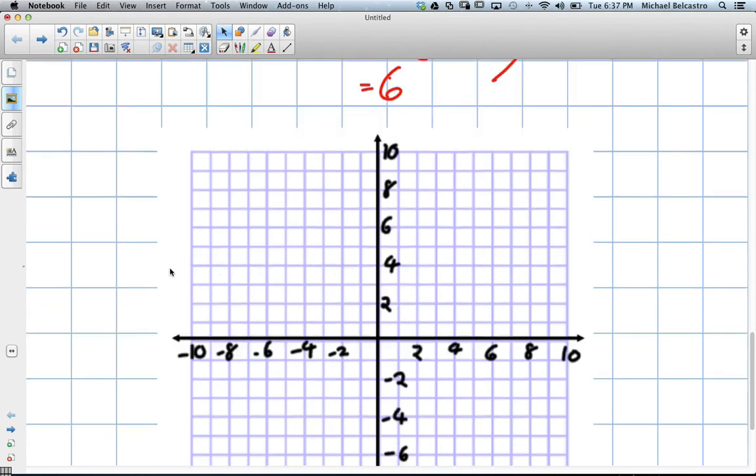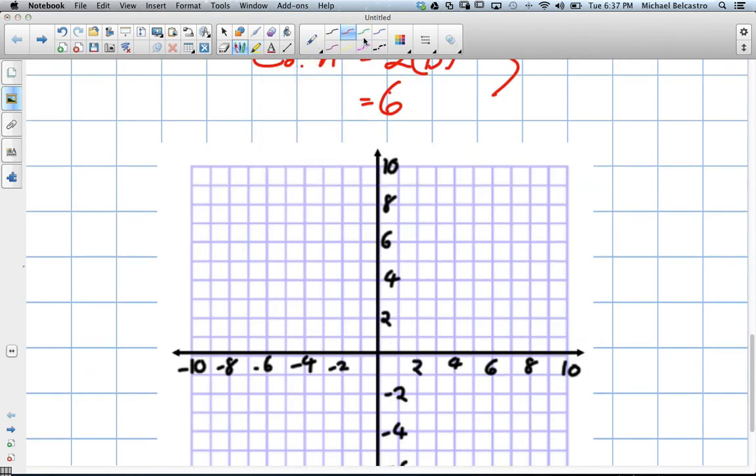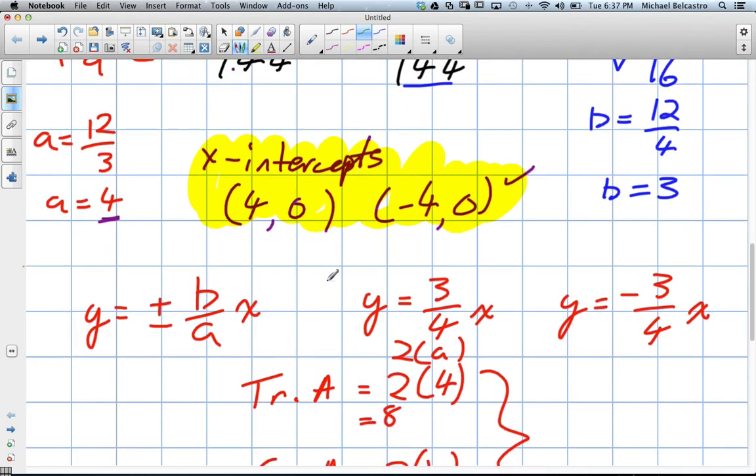Okay, so from what we got, we talked about how we have our x-intercepts. Those are the first things we'll go through. Our x-intercepts are positive 4 and negative 4, so we'll put those out. So we have positive 4 and negative 4. That works out good.